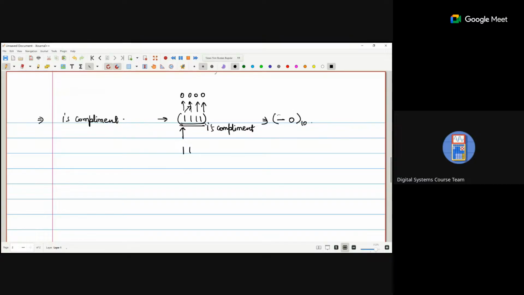If I say the same number 1111 and I say that it is a 2's complement, first of all check the number. The MSB is 1, that means the number is negative. Now we take the 2's complement. So how do we take the 2's complement? Start from the right side. Till the first one, every bit is as it is, after that every bit will be flipped.